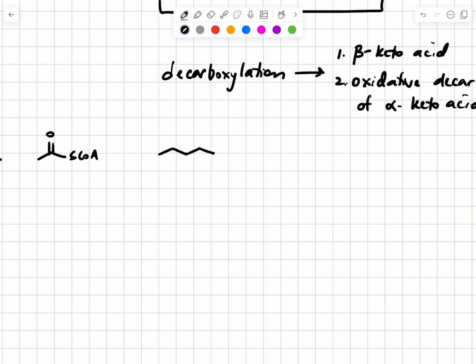So oxaloacetate is a 4-carbon molecule. It's got carboxylic acids on carbons 1 and 4. And then on carbon 2, it's got a ketone. So this is oxaloacetate. And I'm going to want you to know the names of these intermediates in the citric acid cycle.